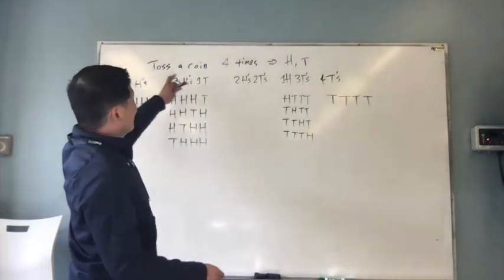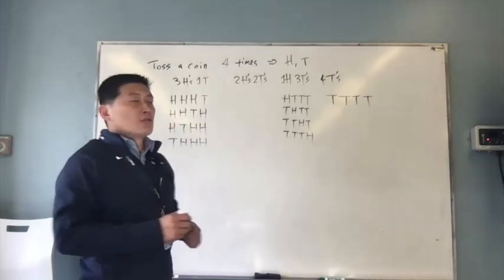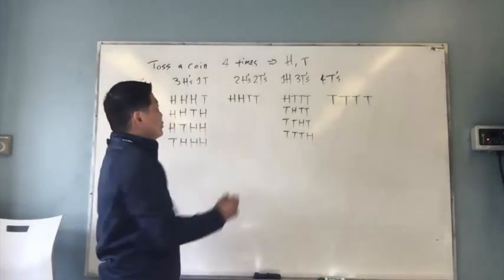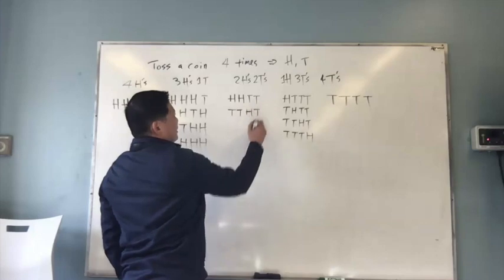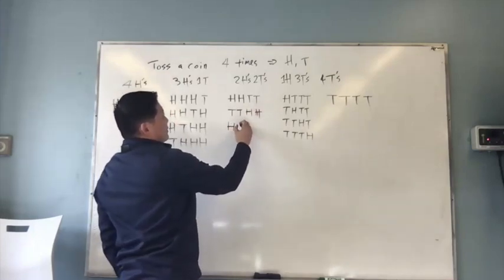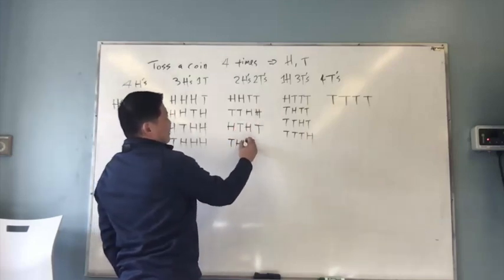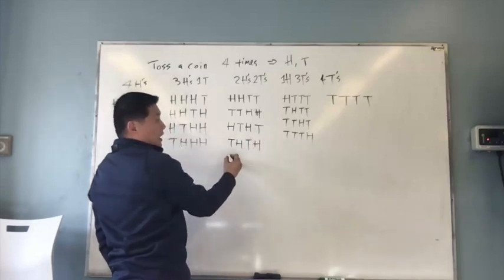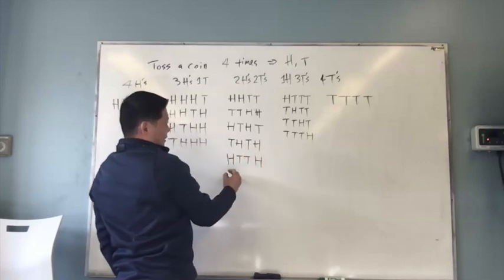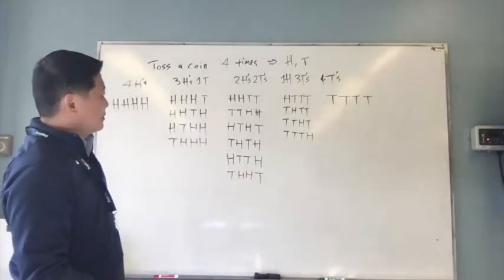So we're tossing a coin 4 times, okay? Make sense? All right, now what about the 2 head, 2 tail situation? We can have head, head, tail, tail. We can have tail, tail, head, head. We can have head, tail, head, tail. We can have tail, head, tail, head. We can have head, tail, tail, head. And we can have tail, head, head, tail. Anything else?